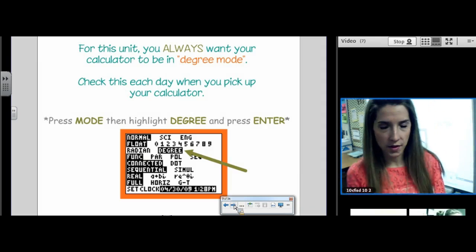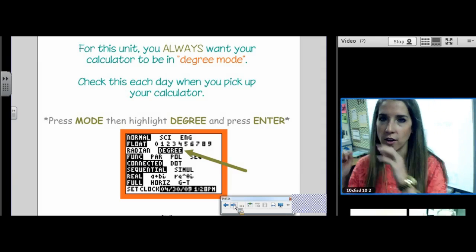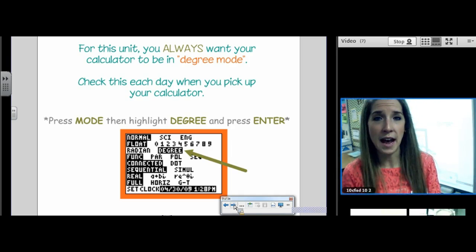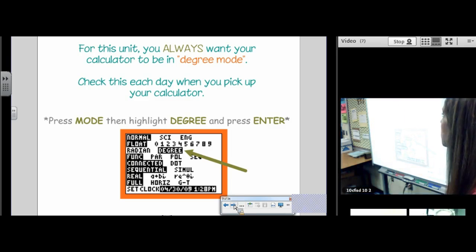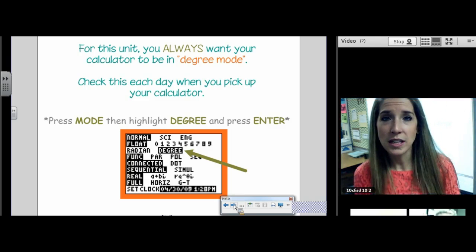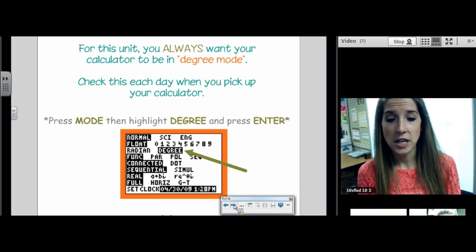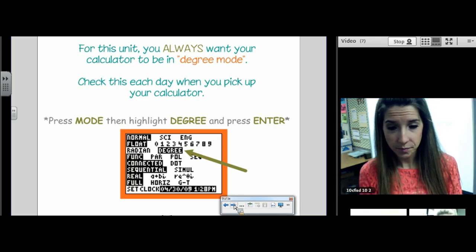The most important thing, whether you're using your calculator or an online calculator or I don't even know if it's a function on your phone if you download an app for that, is that you need to be in degree mode. So if you have a calculator in front of you, you need to press mode, and you need to make sure that you're in degree mode.